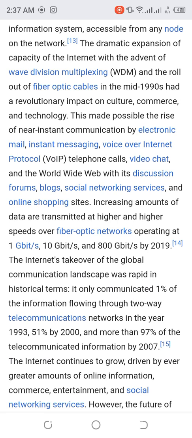The dramatic expansion of the capacity of the internet with the advent of wavelength division multiplexing and the rollout of fiber optic cables in the mid 1990s had a revolutionary impact on culture.